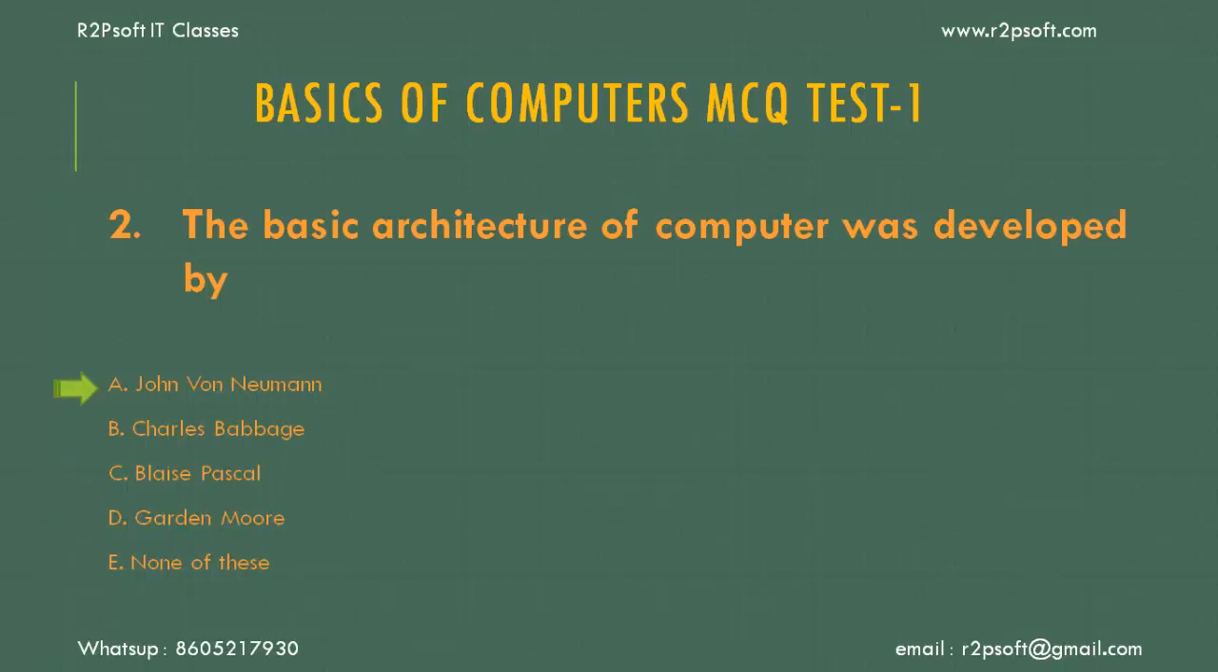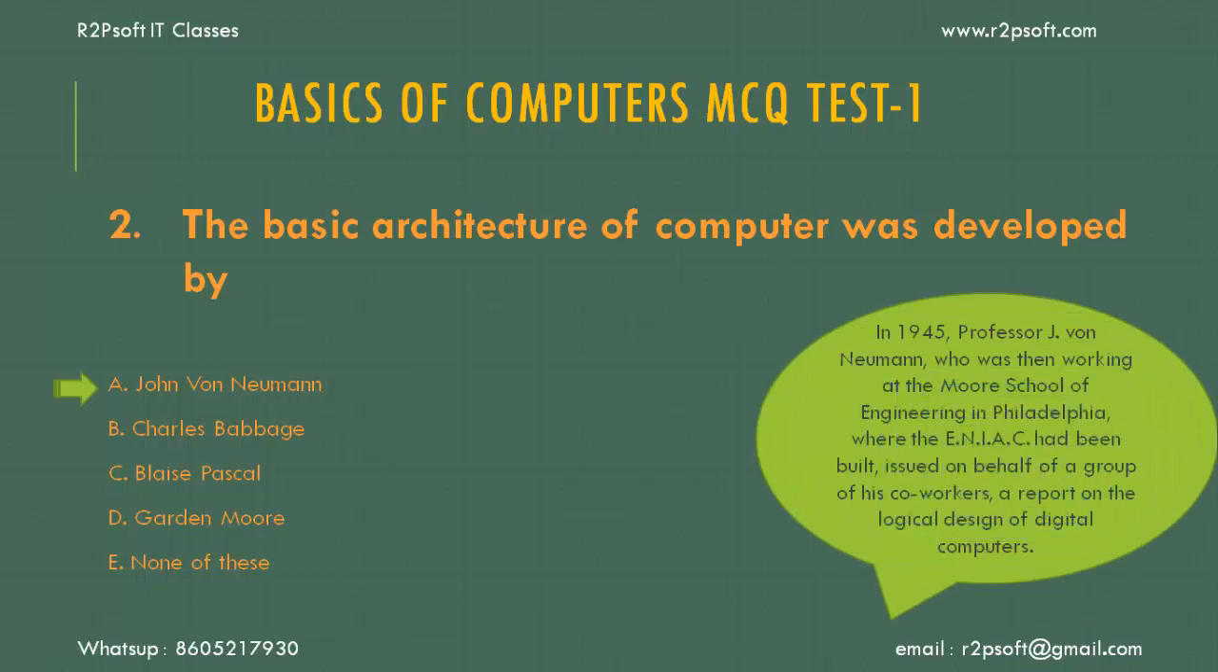A. John von Neumann. In 1945, Professor J. von Neumann, who was then working at the Moore School of Engineering in Philadelphia, where the ENIAC had been built, issued on behalf of a group of his co-workers a report on the logical design of digital computers.